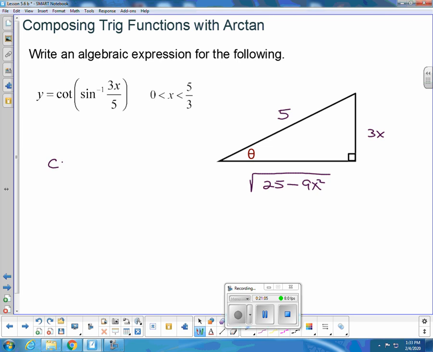So now I'm saying, what is the cotangent of that angle? Cotangent is adjacent over the opposite side. And you would just leave it like that. Okay? Crazy, crazy.